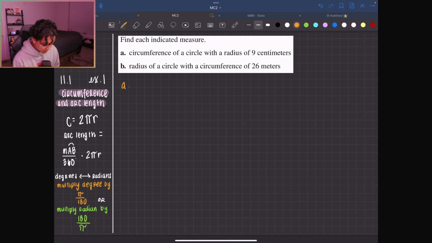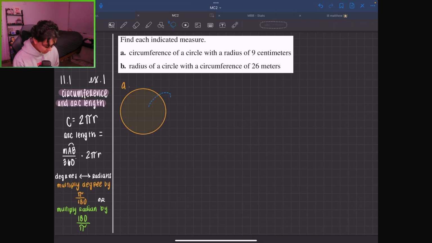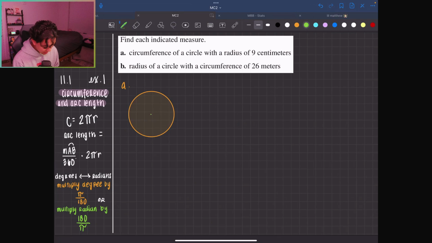So I'm going to just draw out my circle here. And it has a radius, and we all know what a radius is. It's from the center to the edge of a circle, the distance. And it is 9 centimeters. The circumference of anything is just basically saying what is the distance around the circle. So the orange highlight is what we're finding.